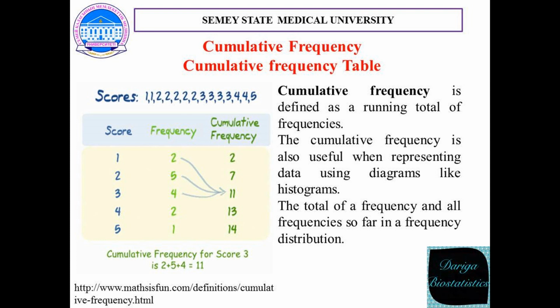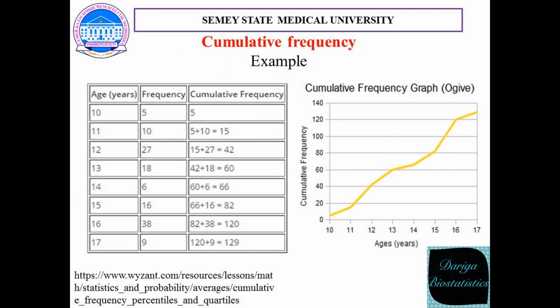The cumulative frequency is also useful when representing data using diagrams like histograms. For instance, the set of data shows the ages of participants in a certain summer camp. Let's draw a cumulative frequency table for the data. The cumulative frequency at a certain point is found by adding the frequency at the present point to the cumulative frequency of the previous point.